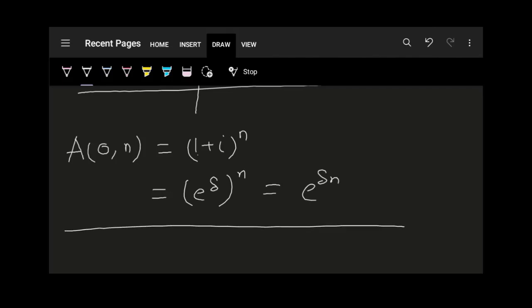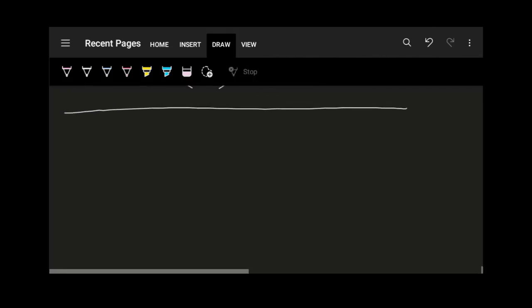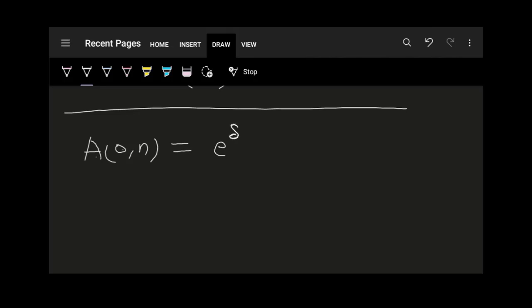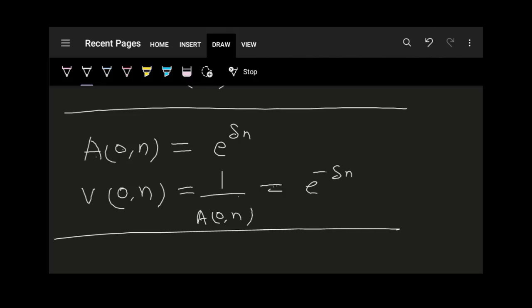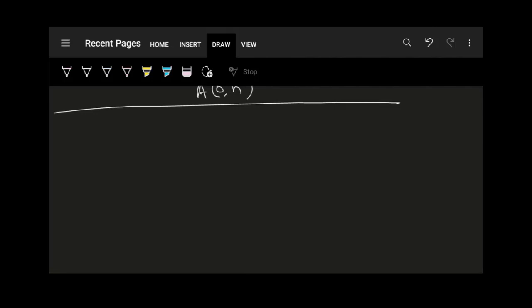So we get a new accumulation factor when we are given the rate delta: a from 0 to n, the accumulation factor when we are given delta, is nothing but e to the power delta n. And similarly we can calculate the discounting factor, which is 1 upon the accumulation factor, so e to the power minus delta n. So we get a new result for calculating accumulation and discounting factors when we are given delta.